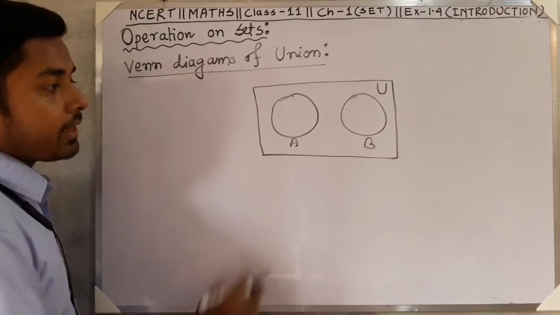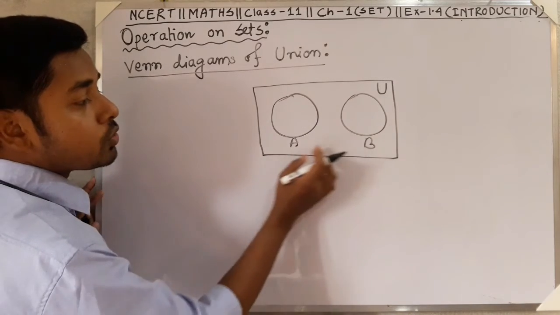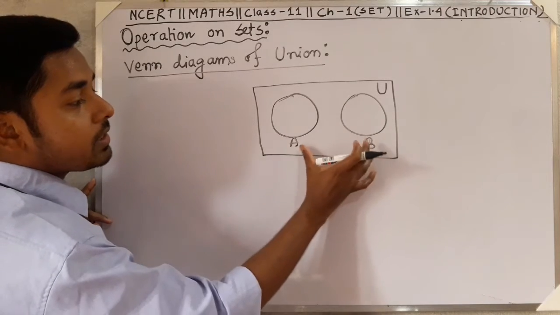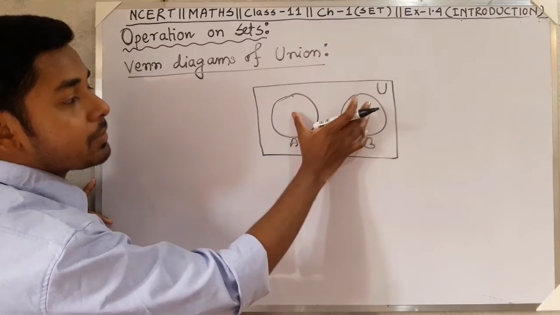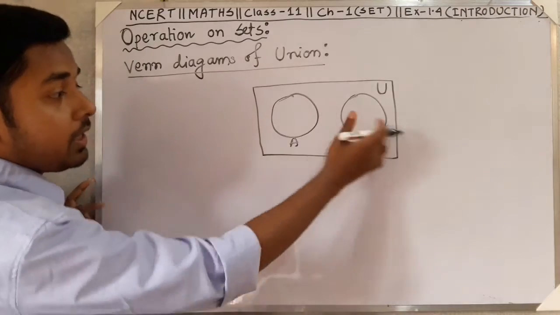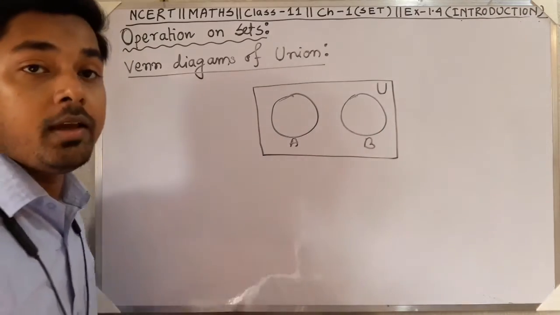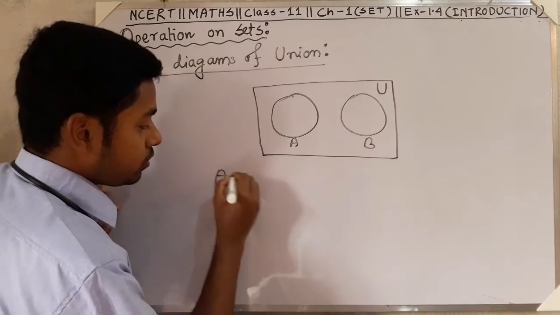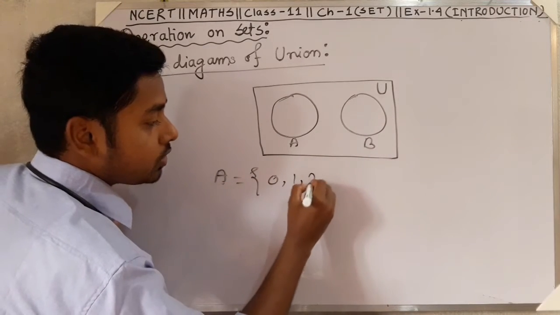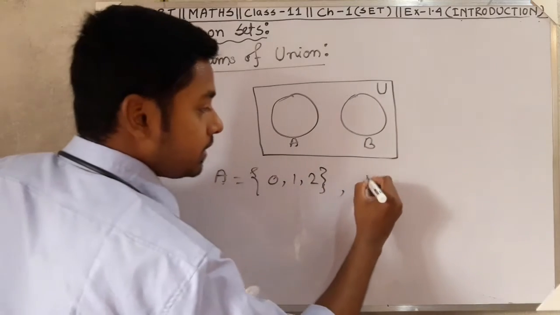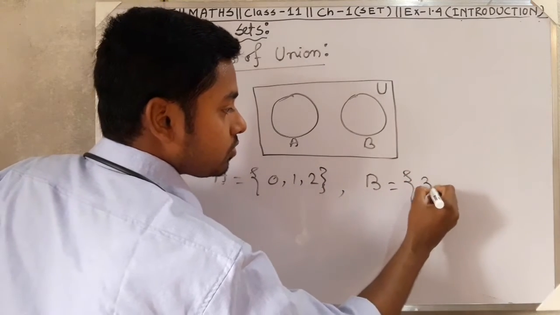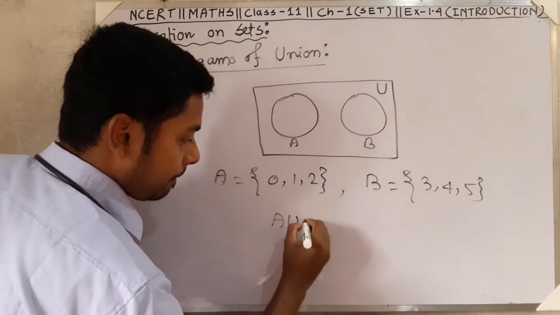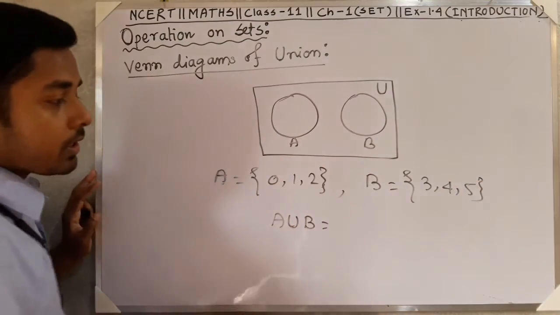Now we have taken another example where there is no common part of A and B. Okay, A and B, these are different, these are separate. Where A and B are completely separate, there is no common part, so how will we represent it? So easily suppose A is equals to 0 1 2 and B is equals to 3 4 5. So what is A union B? A union B is equals to what?